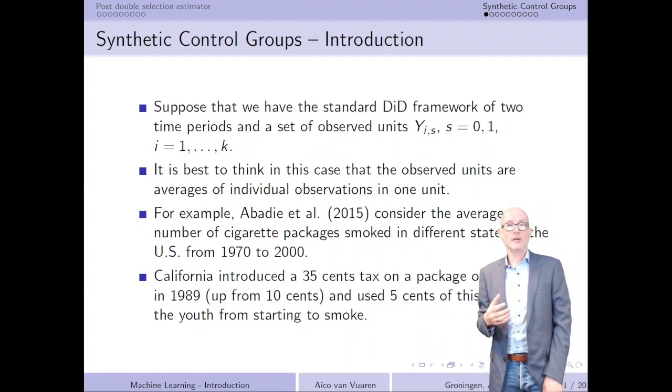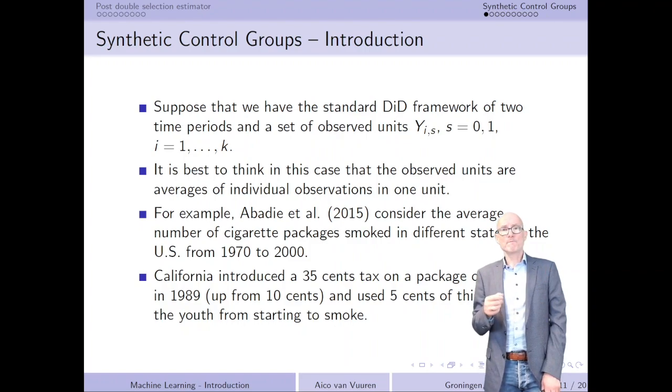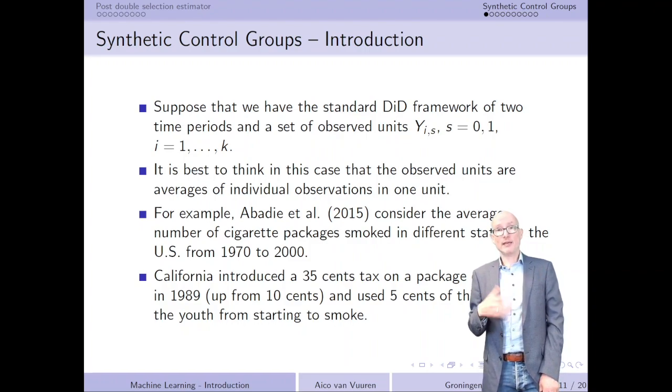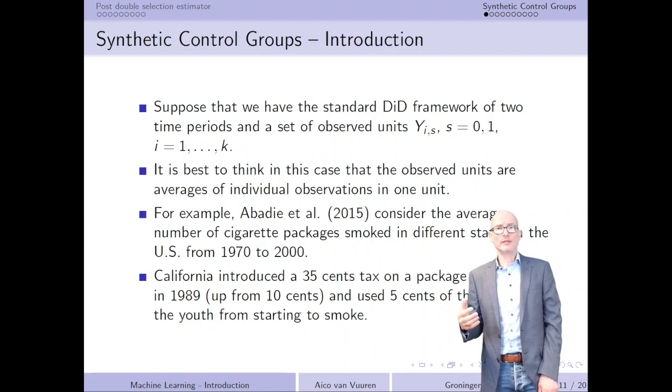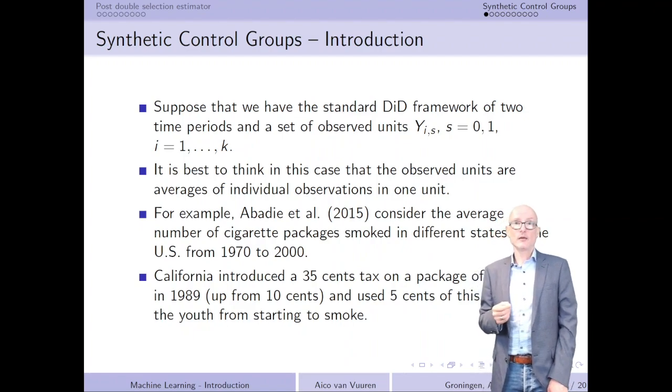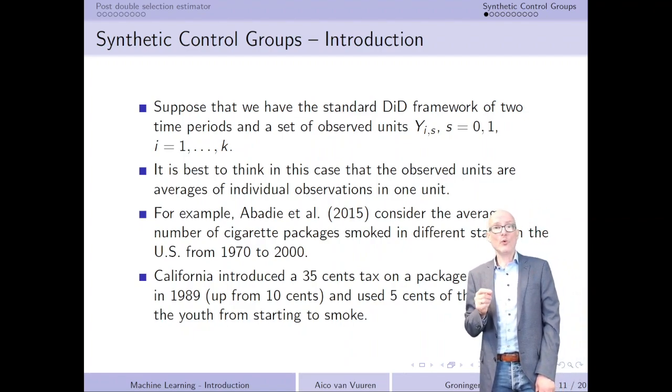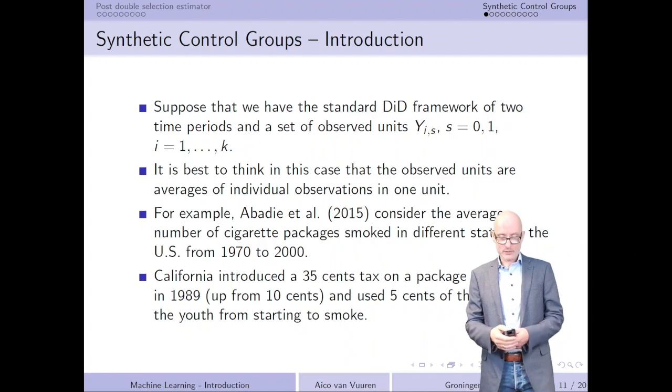But we should take into account that by that time, having a tax of 35 cents was actually enormous. It was high in California, but it was also high in comparison to the other states at that time, which usually did not have such high taxes. In addition, California used 5 cents in order to prevent the youth from starting to smoke. So these taxes were really introduced in order to prevent people from starting to smoke.